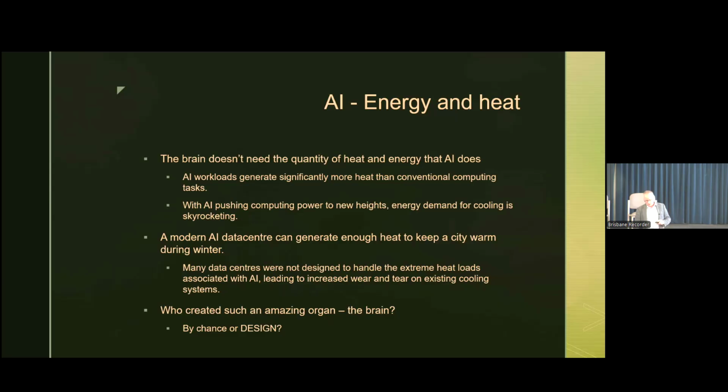So a modern AI data center can generate enough heat to keep a city warm during a whole winter. So it's a huge energy suck, and that's probably one of the things that scientists are even battling with today: how are we ever going to generate enough energy to drive these things? Because none of those data centers were ever designed with that in mind. The brain then becomes an even greater, amazing organ that actually operates. And of course, as I'm telling you right now, it's not by chance, it's by design.